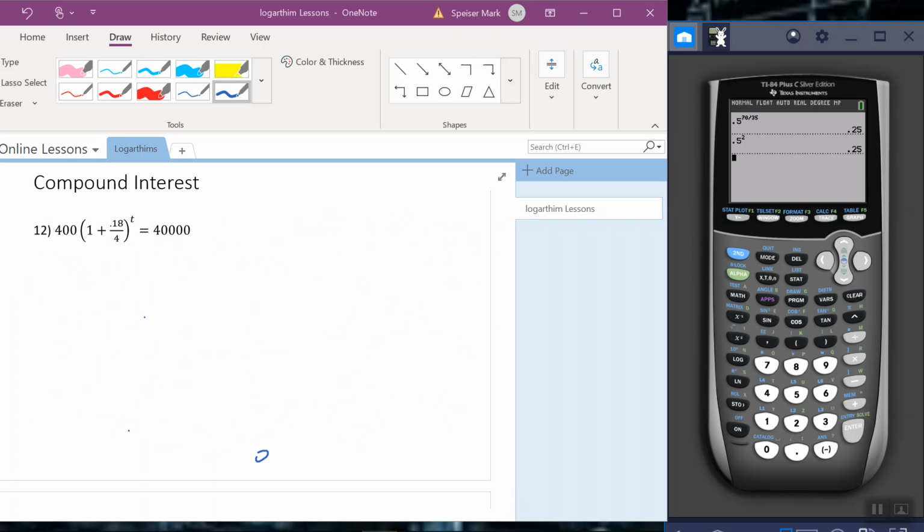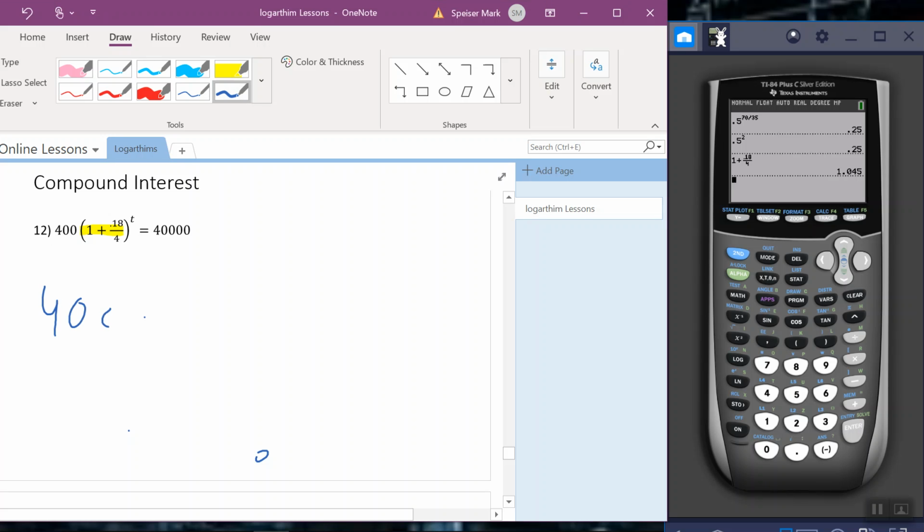Okay. First thing, you simplify what's inside the parentheses. In this case, 400 times 1 plus 0.18 over 4 to the t equals 40,000. A simple case of compound interest, usually quarterly because we're dividing by 4, at the rate of 18%, increasing. So we first simplify what's inside the parentheses. So 1 plus the fraction 0.18 over 4, and you get 1.045.